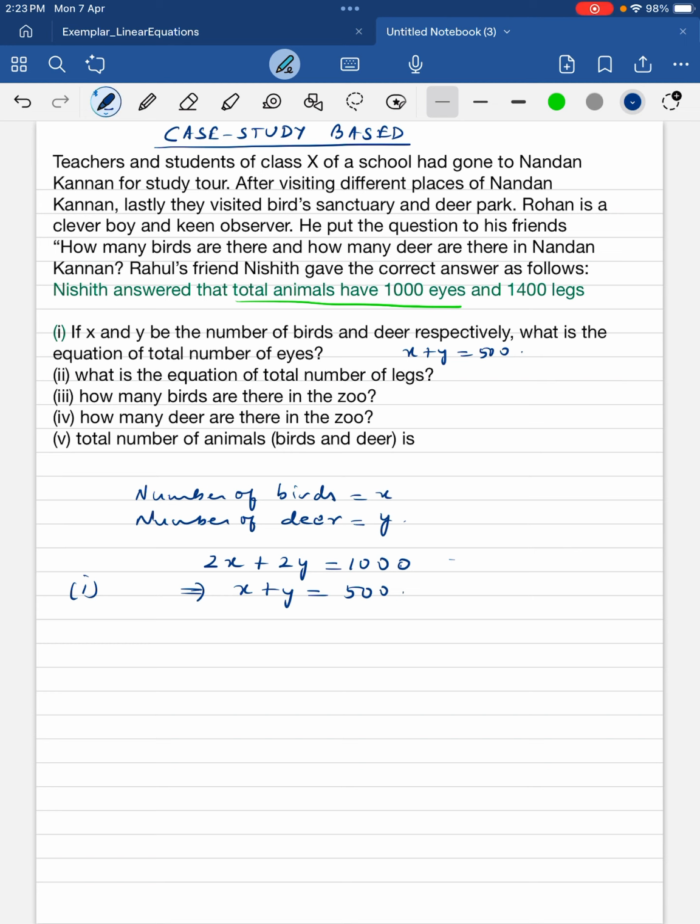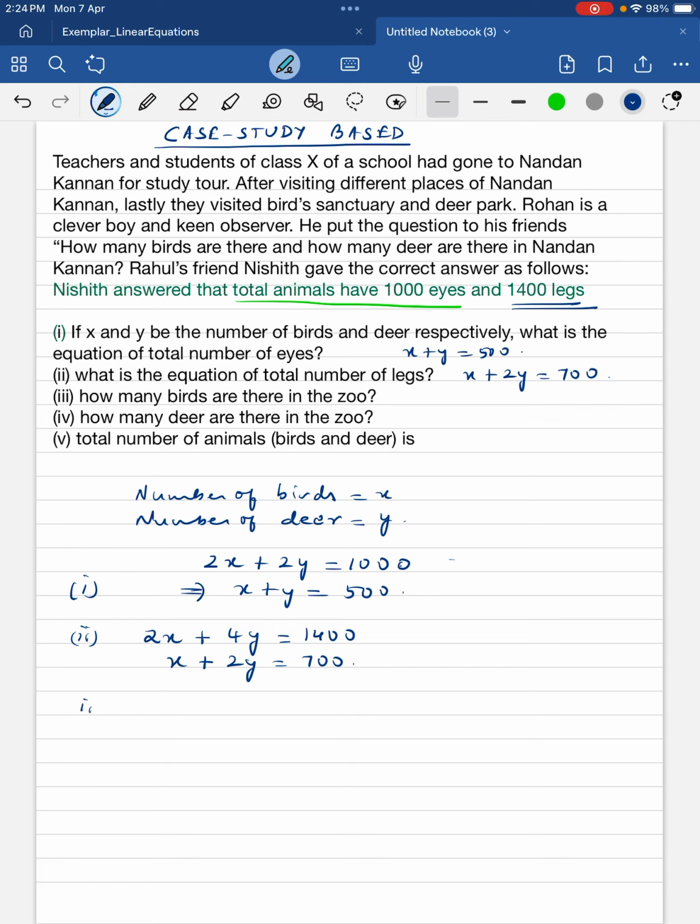Now we have to find the equation of total number of legs. Now as you know, birds have 2 legs, so 2x, whereas deer have 4 legs, so 4y, is equal to, it's given to be 1400. If I take out 2 common, so x plus 2y is equal to 700. So that's the second equation, x plus 2y equal to 700.